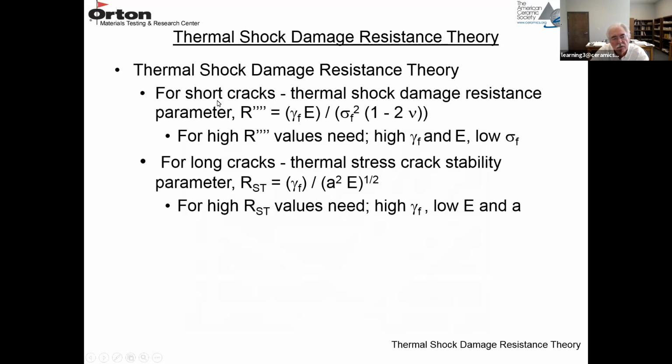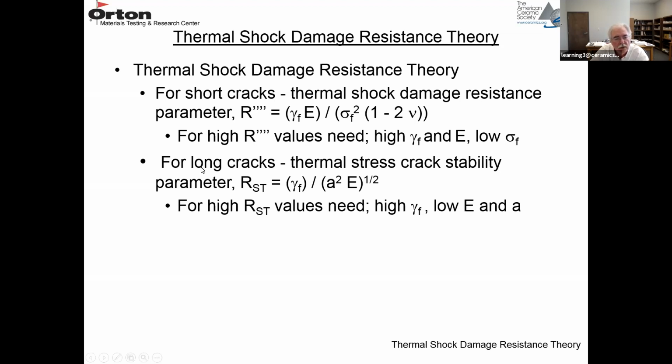So if you have a situation where you have small cracks, the thermal shock damage resistance parameter is R4 prime, and this is the definition of R4 prime. Gamma F is the fracture surface energy times the elastic modulus, divided by the strength of the material squared, and then you have a 1 minus 2 nu for the Poisson effect. You want high values of R4 prime. That minimizes the damage and improves the thermal shock resistance. So to have a high value of R4 prime, you need a high fracture surface energy, a low elastic modulus, and a low strength.